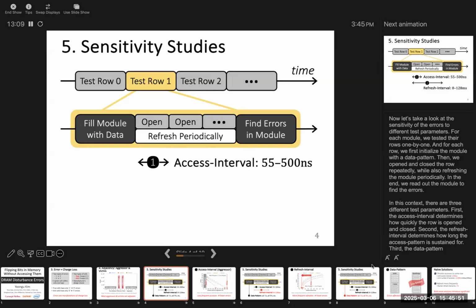Okay. The second parameter is refresh interval. Remember we said we need to periodically refresh the DRAM, all the cells of it. So how frequently do you refresh? They changed that refresh interval in the range of 8 to 128 milliseconds.